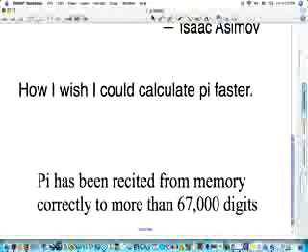And certainly this has not been done using one of these mnemonics, I am sure, but pi has been recited from memory correctly to more than 67,000 digits.